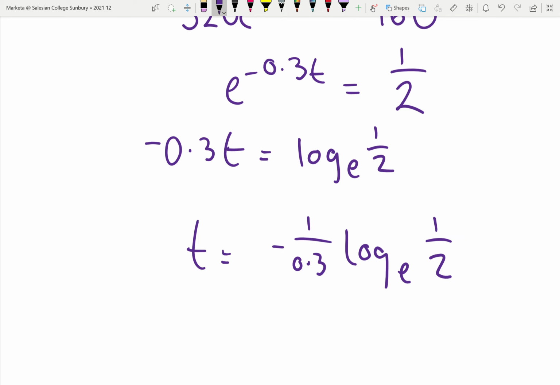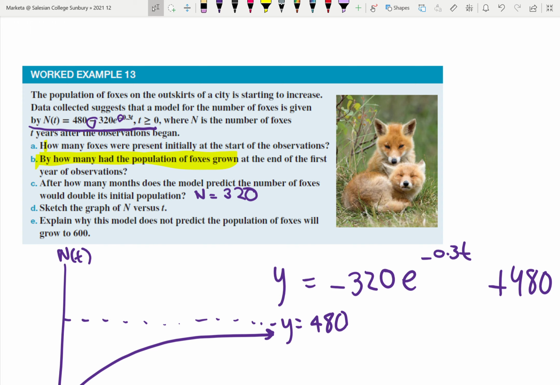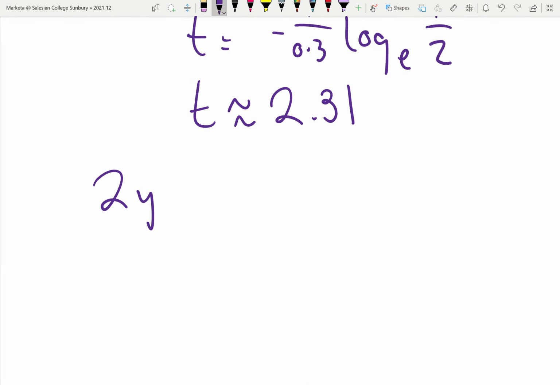And now's the part where we can approximate it, and it's 2.31 there. So the time is approximately 2.31. Now, let's go back and look at the units. So t is years. So we're looking at t in years. So what this is telling us is we have 2 years plus 0.31 of a year.